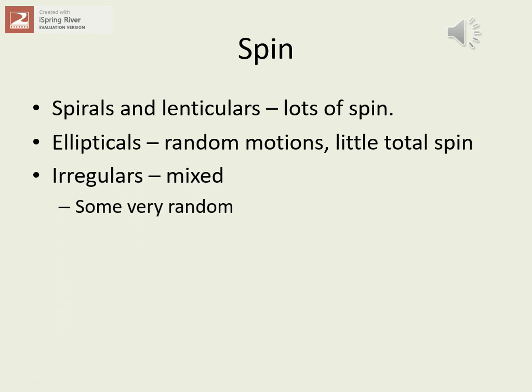Some have very random structures with no sign of a total net spin. However, if you see something that looks like a disk structure, that suggests there is a significant amount of spin available. So use the types of each galaxy and the structures you see in them to tell you how much spin they have and explain your answers.